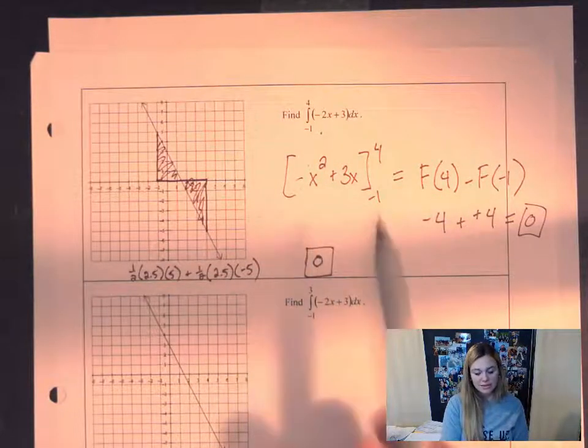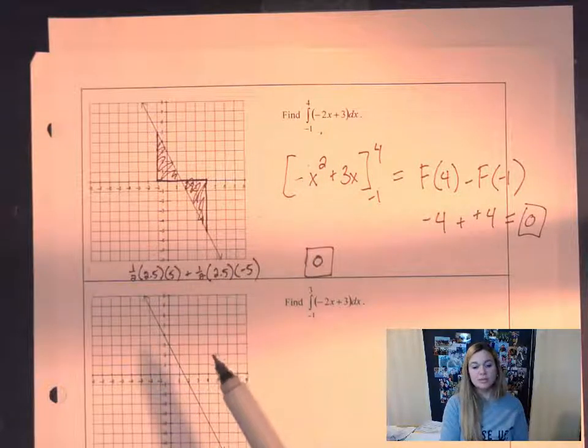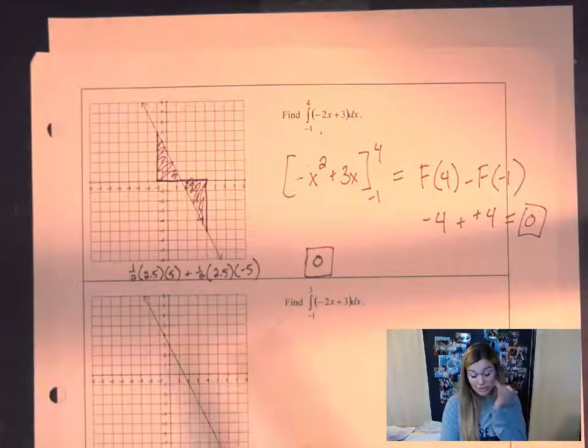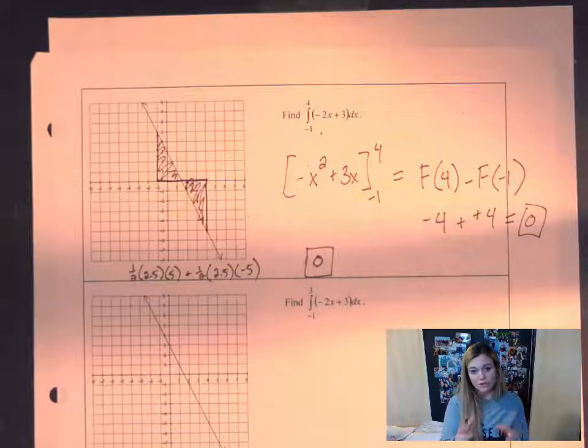Common error on this is multiplying the negative before squaring. And then the other common problem on this is just putting like 4 in here and negative 1 in here. Don't do that. It has to be the whole function.